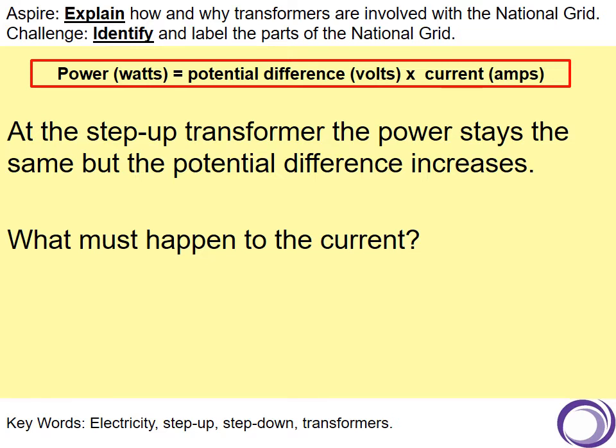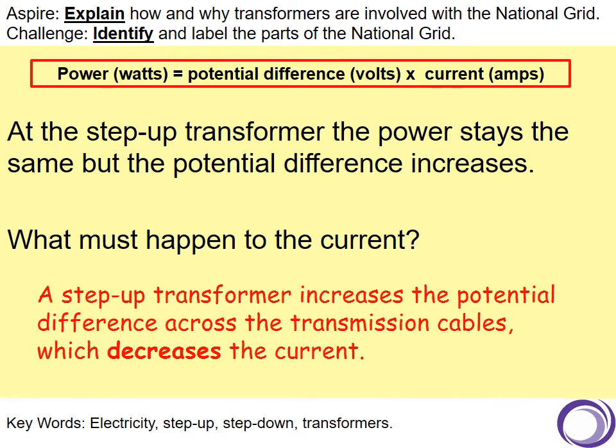What therefore must happen to the current? Well, if the potential difference increases, the current must decrease. A step-up transformer increases the potential difference across the transmission cables, which decreases the current. Now, if you increase the voltage and decrease the current, the power can stay the same.